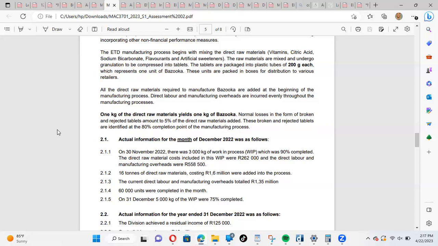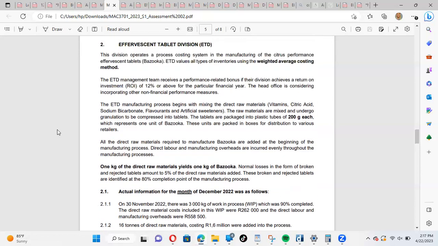But before we delve into the question, we need to be aware now of which method is being used here for the valuation of inventory. So we use these to value our inventories. So at the end of the day, for costing of our inventory, we need to know what method they are using. The division operates a process costing system in the manufacturing of citrus performance.